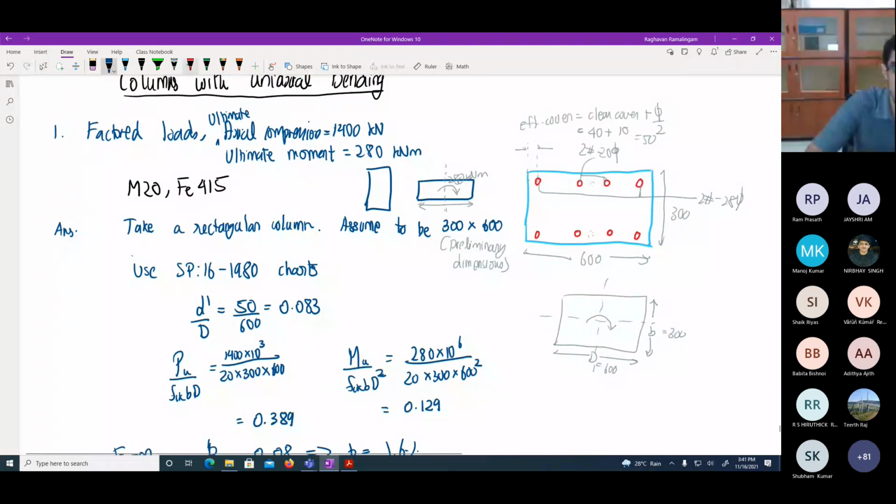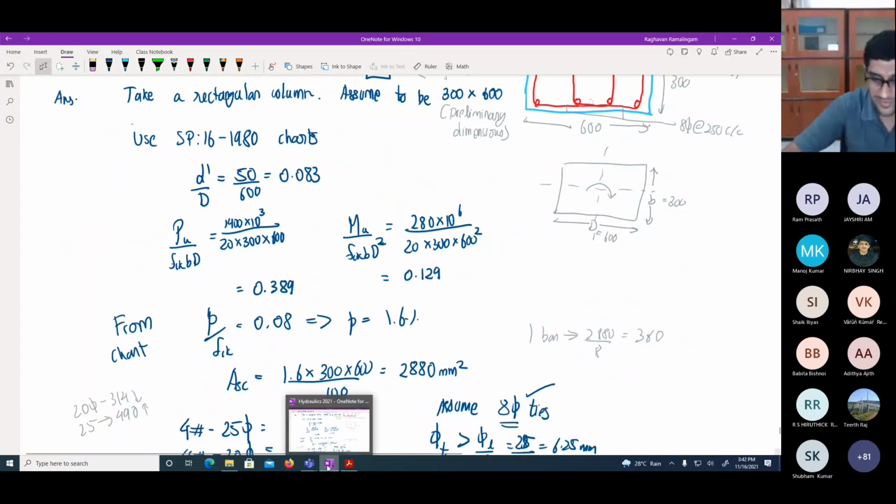So once again, these ties have to be given, and these are not spiral ties. So therefore, you have to make sure that all the bars are hooked together. Okay, so this is hooked. Similarly, inner bars have to be hooked together. Okay. So this is the end of this particular problem.